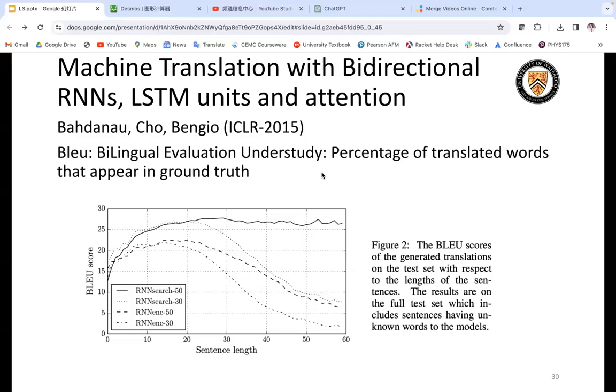The results are on the test set, which includes sentences having words unknown to the models. So here we can see that RNN search, or with attention, outperforms the translation mechanism without attention.